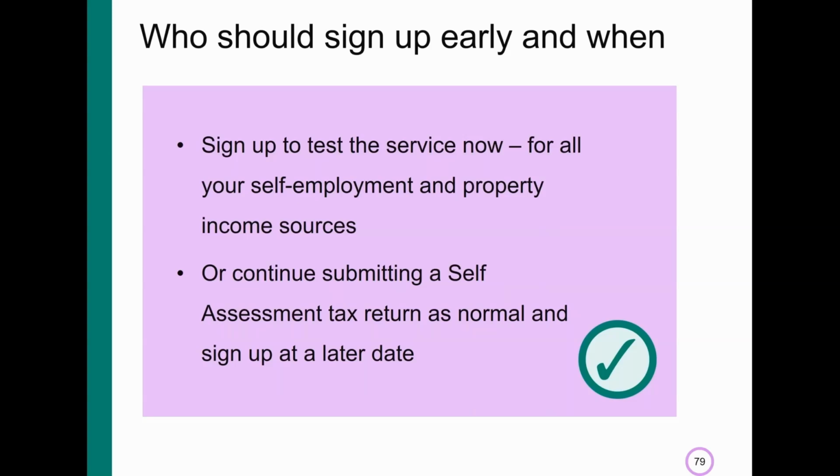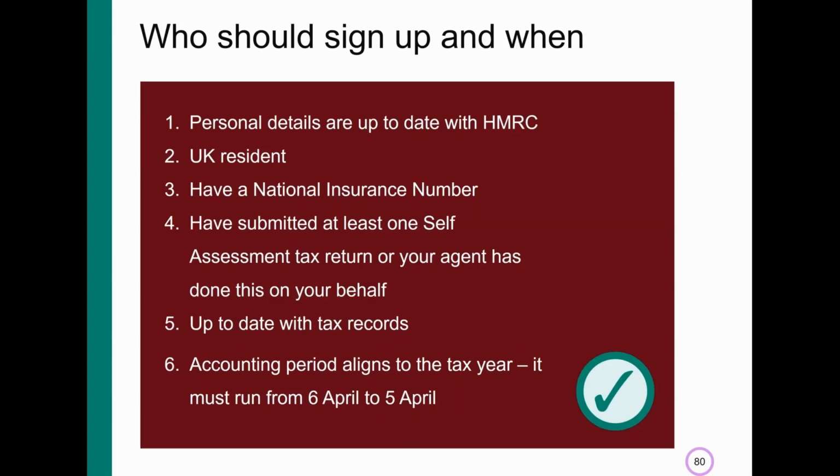You can sign up voluntarily if all of the following apply. Your personal details are up to date with HMRC. You're a UK resident. You have a national insurance number. You have submitted at least one self-assessment tax return. You're up to date with your tax records. For example, you have no outstanding tax liabilities. You can use an accounting period that runs from either the 6th of April to the 5th of April or the 1st of April to the 31st of March. You must make sure your software can support this accounting period.